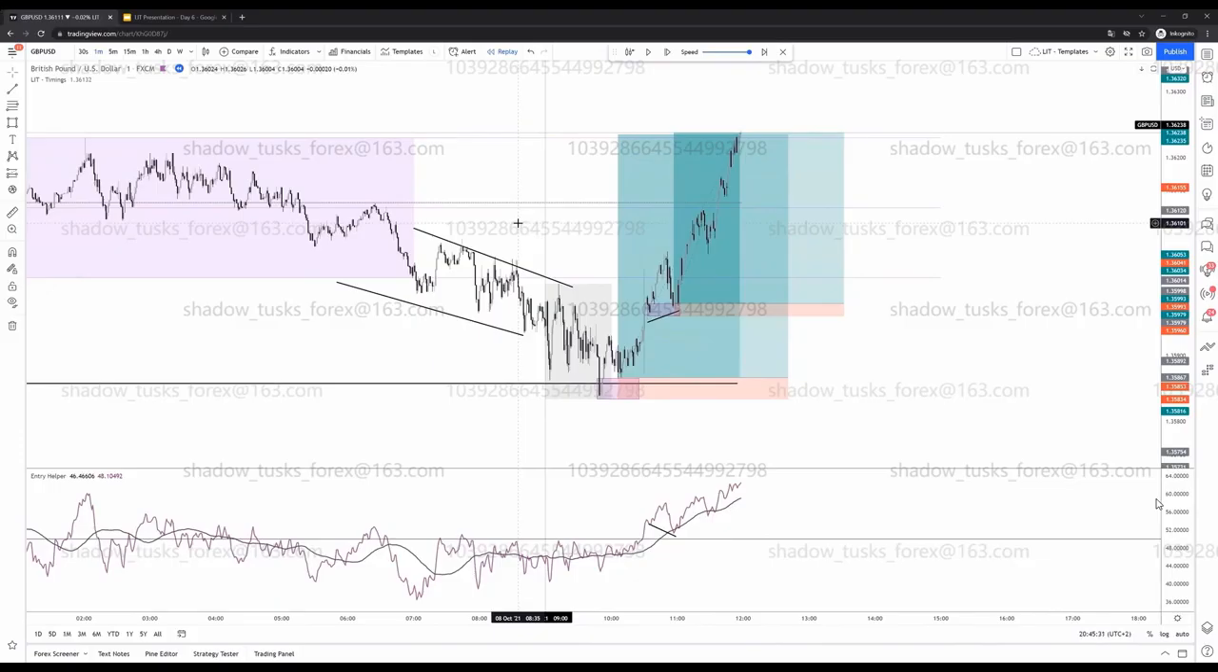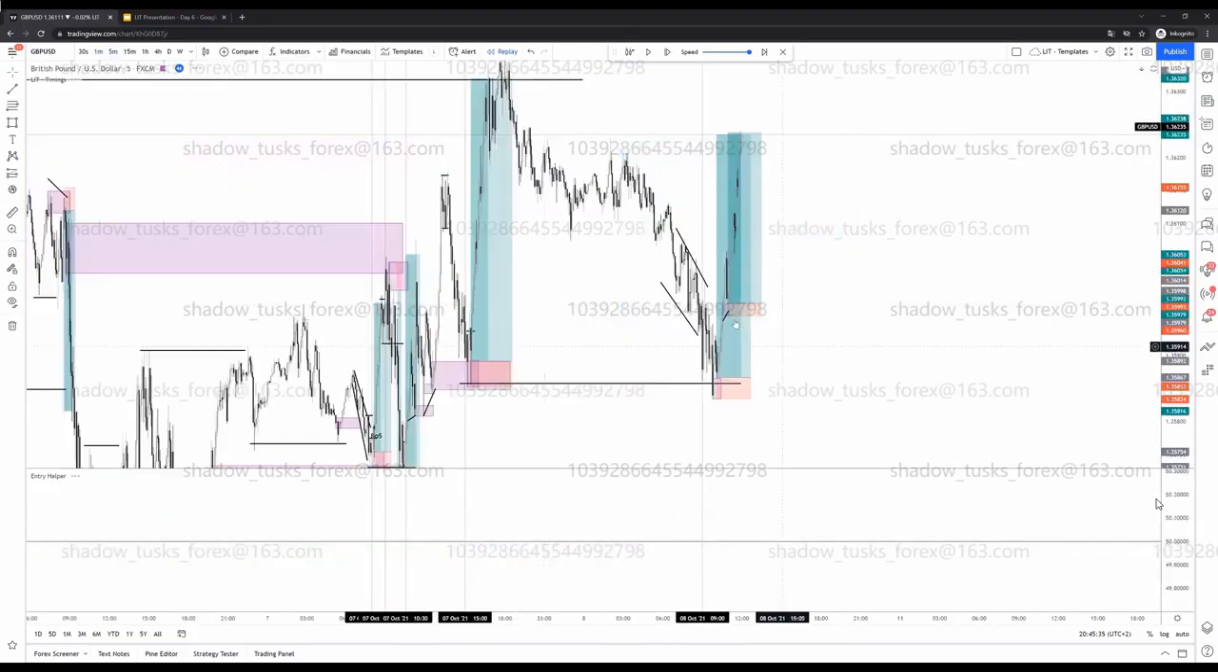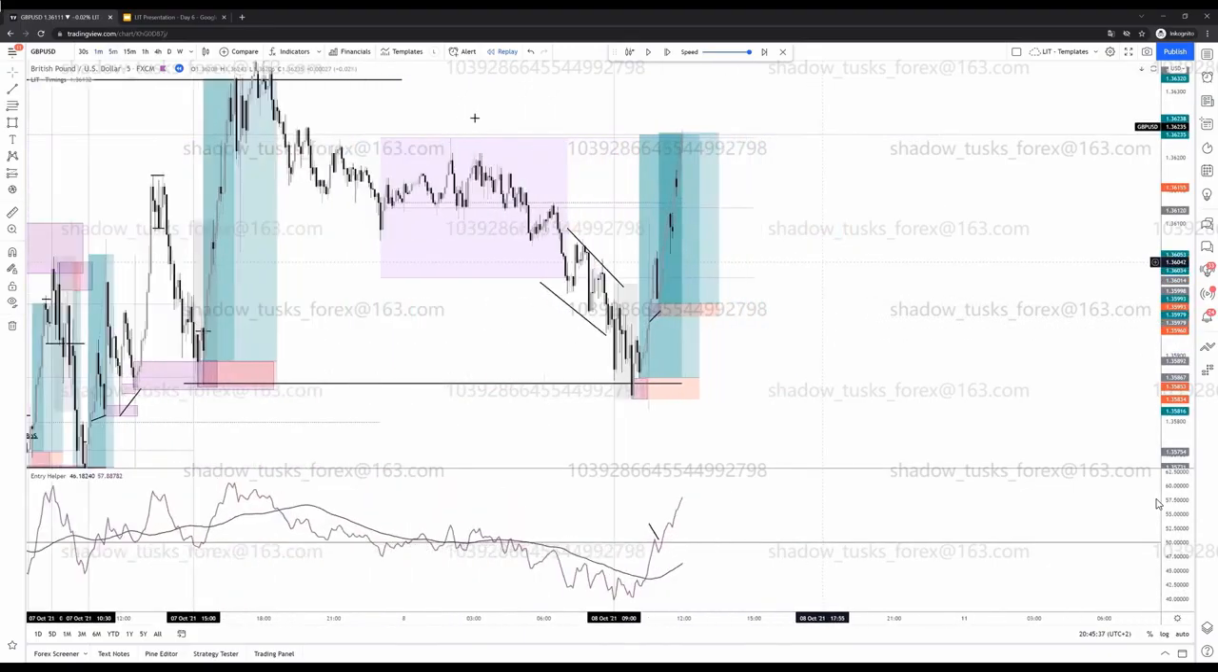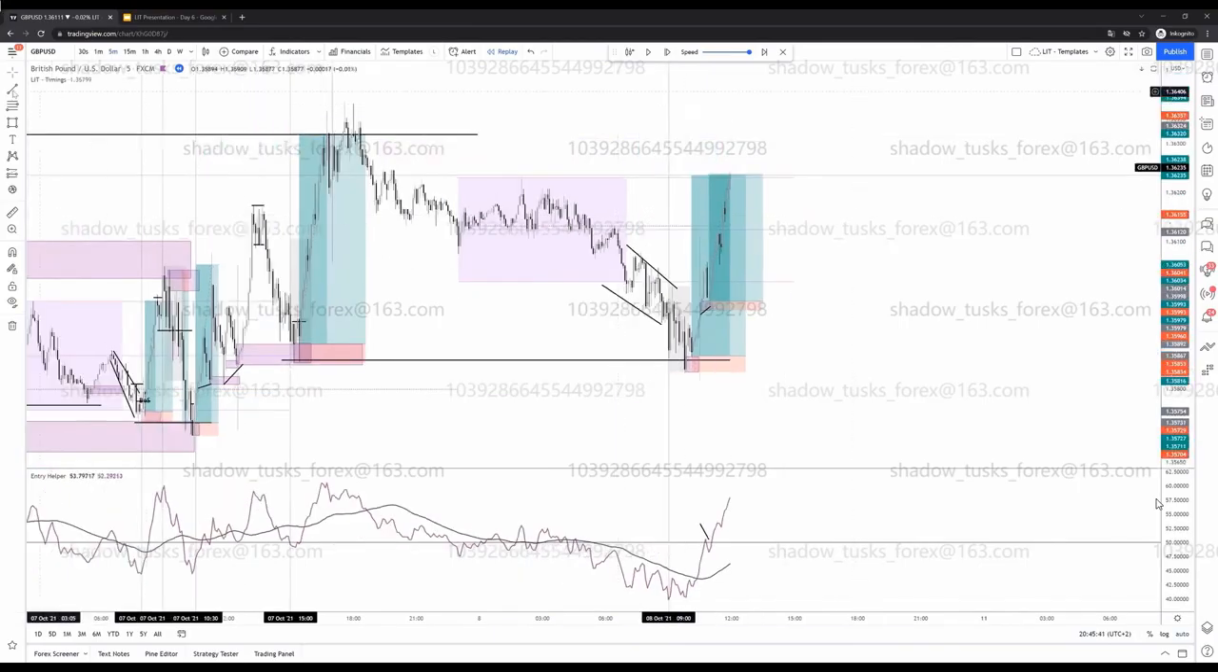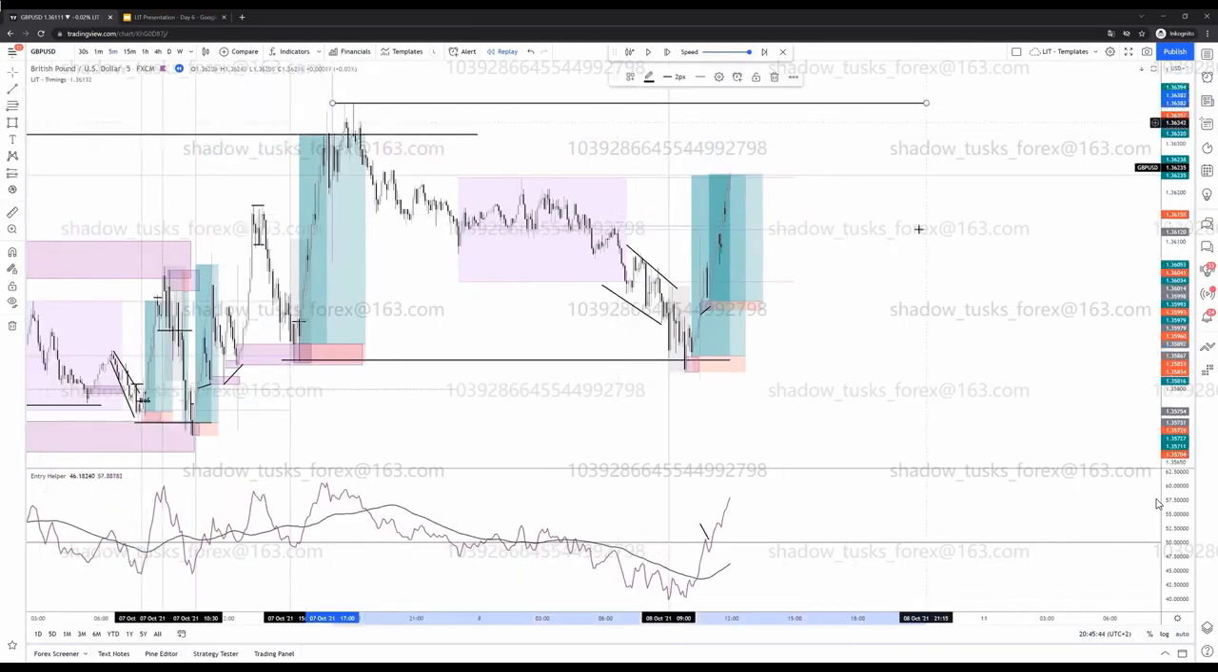So guess what? Now NFP is right around the corner. What do we see? What do they show? What is going on? So we're having inducement of Asia. Awesome. What is our next liquidity zone? Yesterday's highs. So what do we expect?